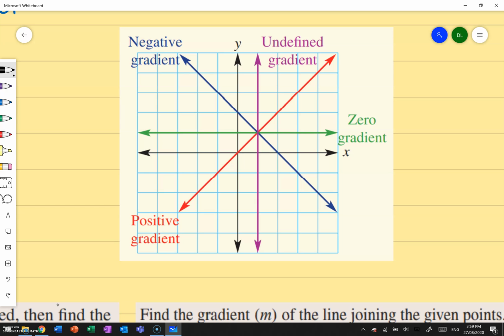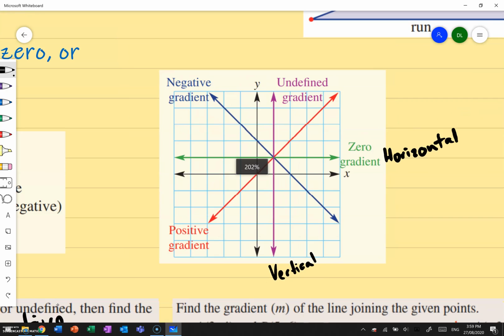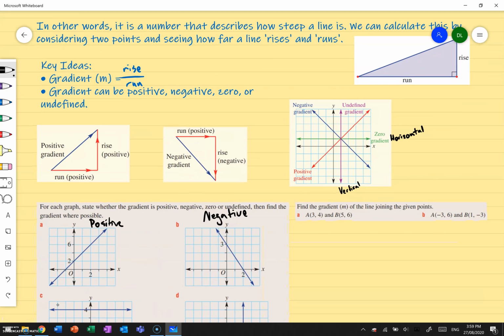But what happens if we have a 0 gradient? Well, a 0 gradient is what happens if we have a perfectly horizontal line. So a 0 gradient is horizontal. On the other hand, if I have an undefined gradient, that's because it is a vertical line. There we go, it's a vertical line.